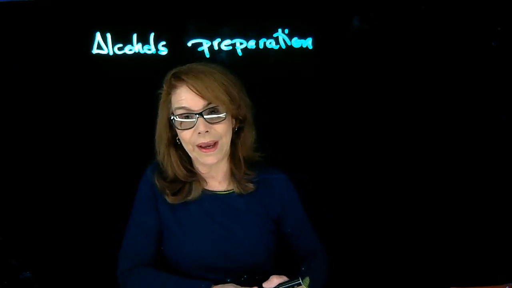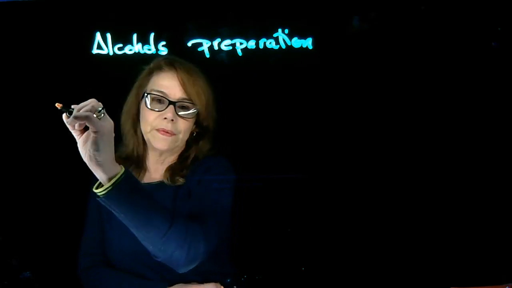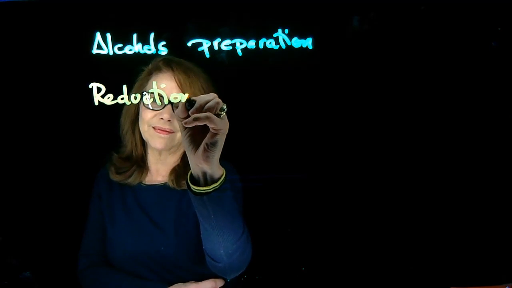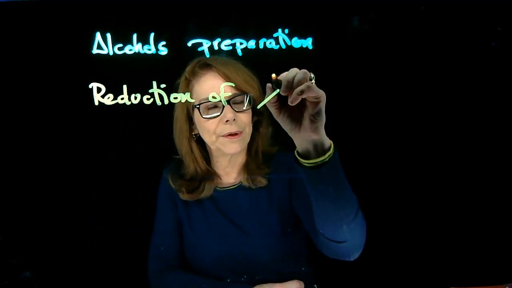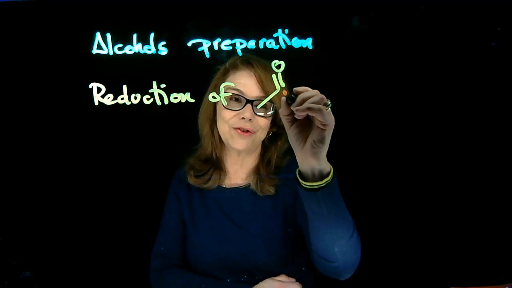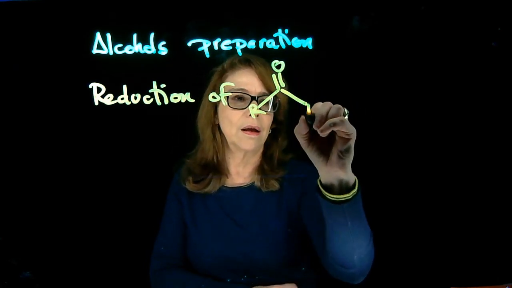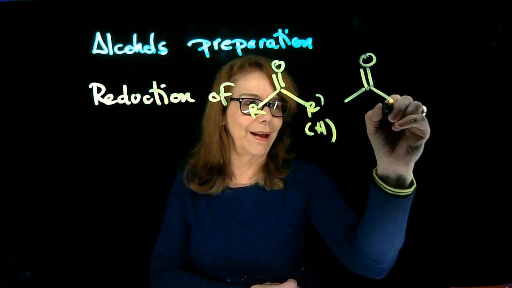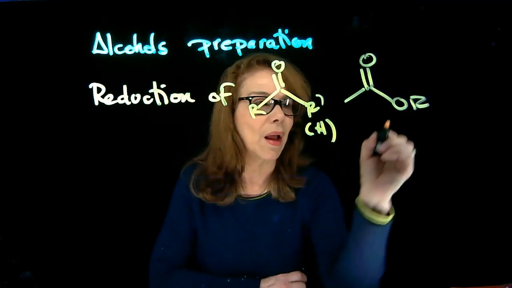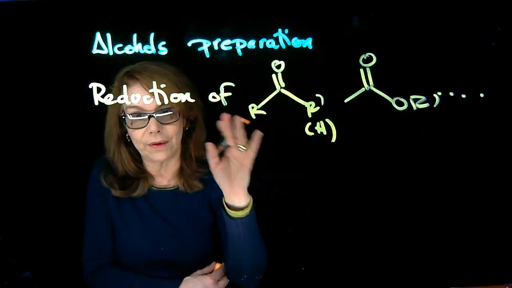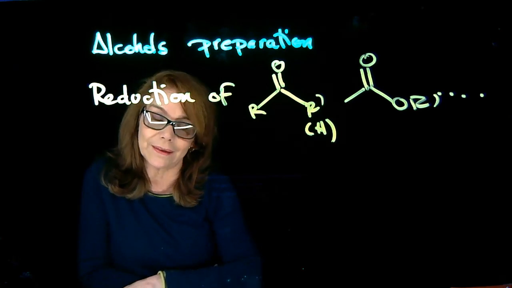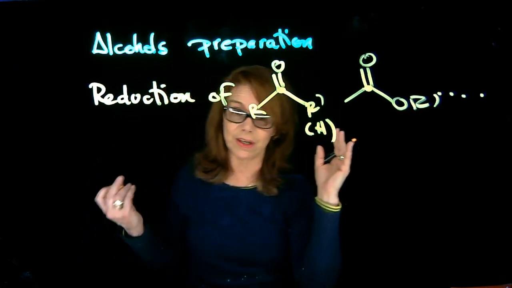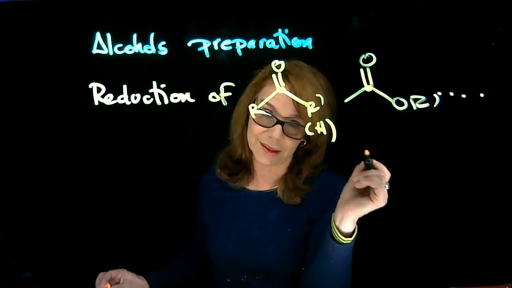Another method that we have to make alcohols is from the reduction of carbonyl compounds. And carbonyl compounds, we will obviously have that functional group. We can have ketones, aldehydes, esters, carboxylic acids, etc. And for the reduction, what is that? We are going to change the oxidation state of a carbon. But bottom line, what the reduction reaction does is add hydrogens across the double bond.